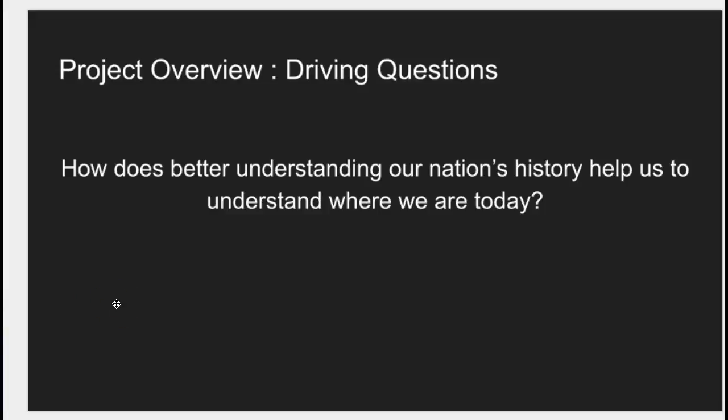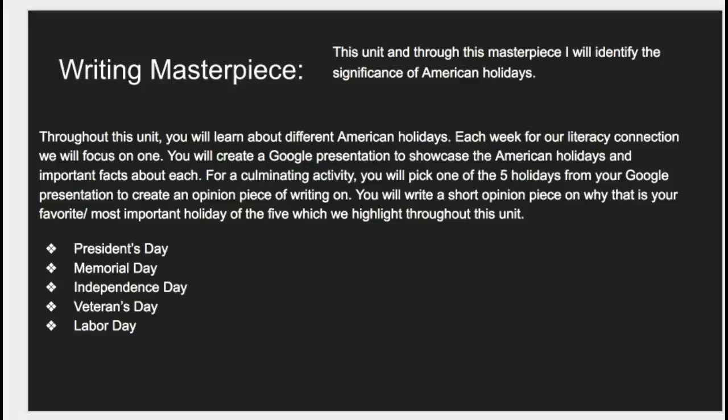Our driving question is, how does better understanding our nation's history help us to understand where we are today? In the unit, you'll have a writing masterpiece, and it will just be to identify the significance of American holidays. But you'll get to pick, so throughout this unit, you'll learn about all the different American holidays. Each week of our Literacy Connection will focus on one.